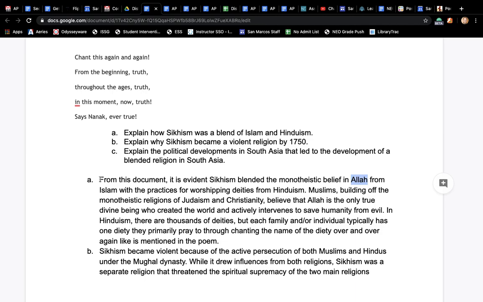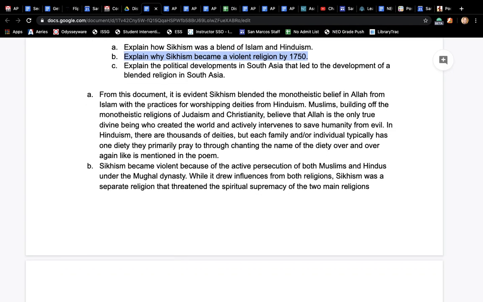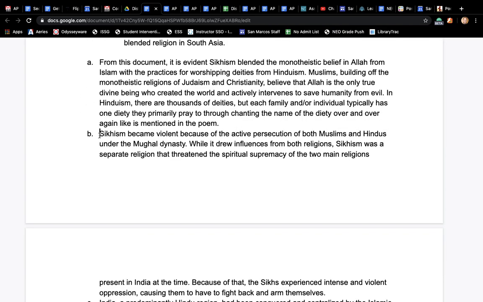But in order to get the point, you have to answer the question and make sure that you explain your answer fully. And again, you can see here I do the same thing with explain why Sikhism became a violent religion by 1750. Notice there's a little bit of a comparison or a cause and effect part to this question. This is a bit of a change and continuity question, just to show you that thinking skills are a part of these questions. But here you go. Sikhism became violent because of the active persecution of both Muslims and Hindus under the Mughal dynasty.